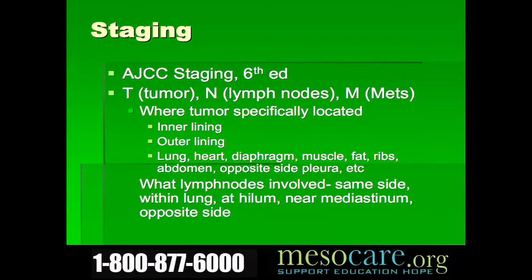If lymph nodes are involved, we need to know, are they on the same side as where the cancer originates? Are they within the lung? At the hilum, which is where the bronchioles come out of the main bronchus? Are they near the mediastinum, closer to the middle of the chest, or on the opposite side? Metastasis usually means that the cancer has spread to the opposite side of the lung and may be unresectable.